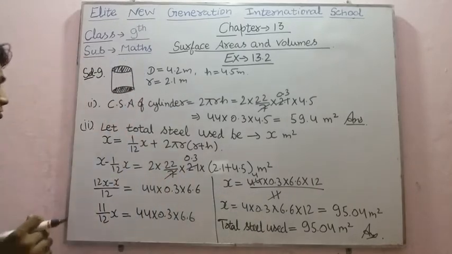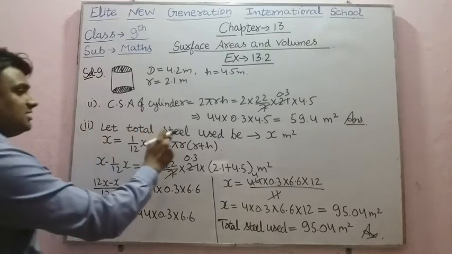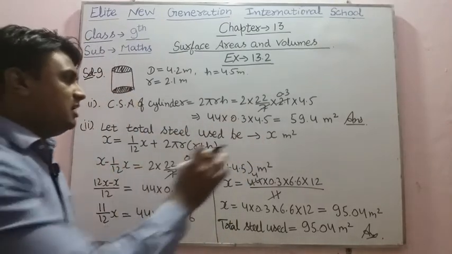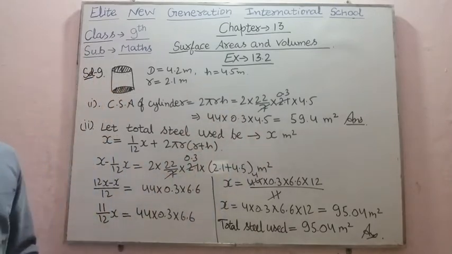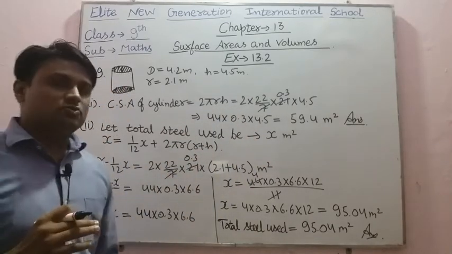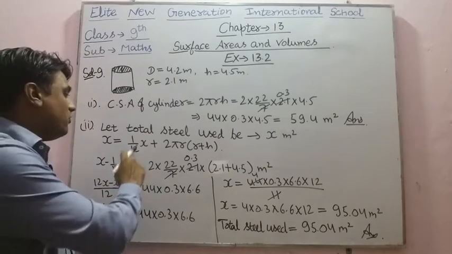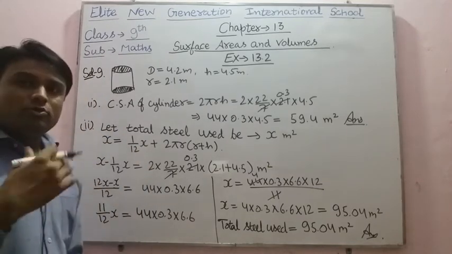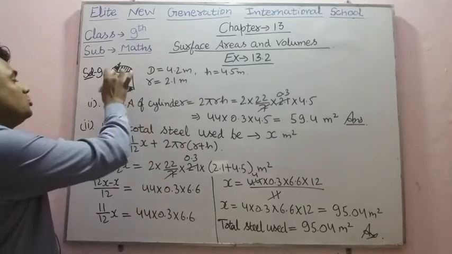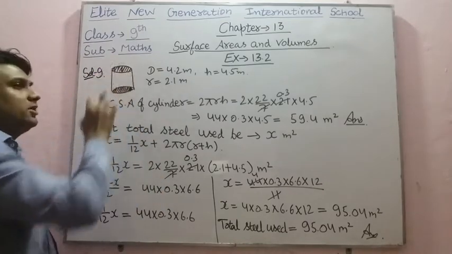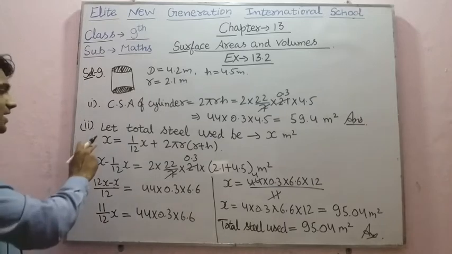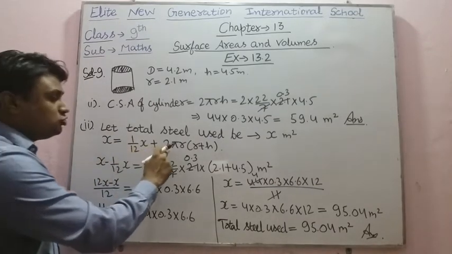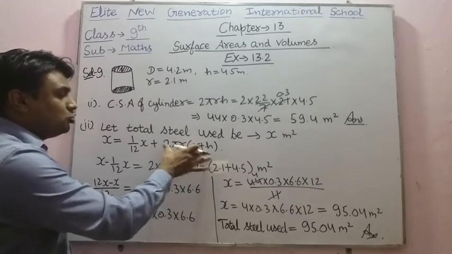So first of all, let the total steel used be x meter square. In this x meter square, 1/12 of the steel that was used was wasted, and on the remaining steel, the total surface area of the cylinder was formed. So we can take x equals 1/12 of x, which is wastage, plus 2 pi r (r plus h), which is the total surface area.